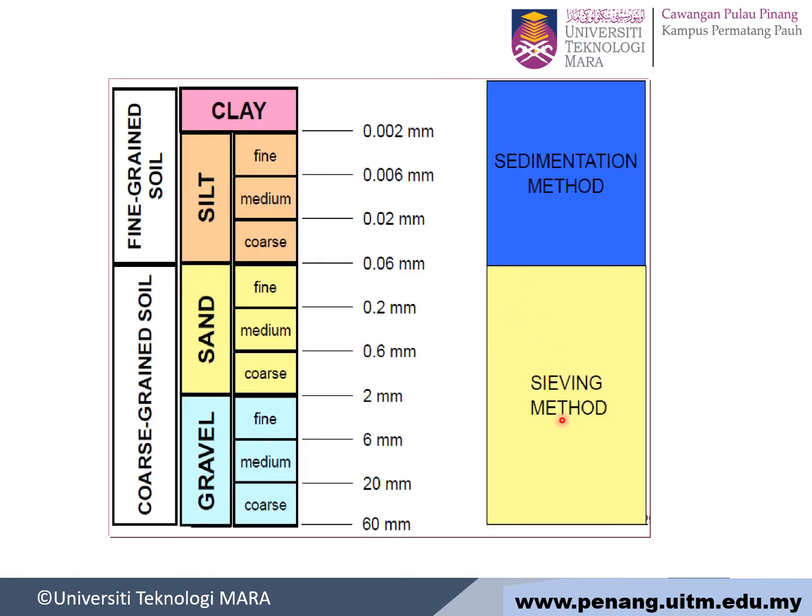Okay, look at this. This one is the sieving method and this one is the sedimentation method. For soil size less than 0.06 mm, if it is more than 10%, you have to do the sedimentation method. And the rest you have to do the sieving method, because this one is for gravel and sand, and this one is for silt. Silt or clay is for sedimentation.